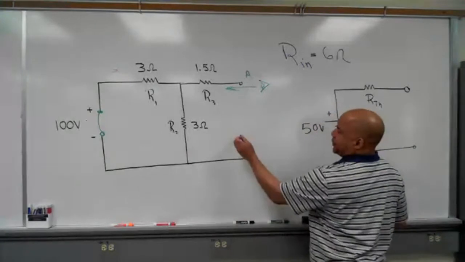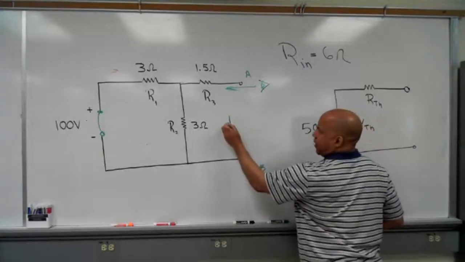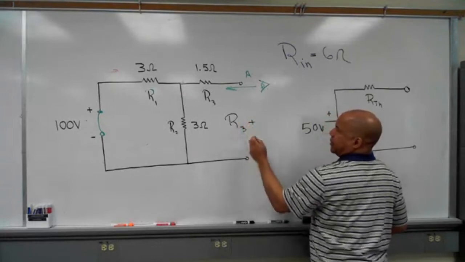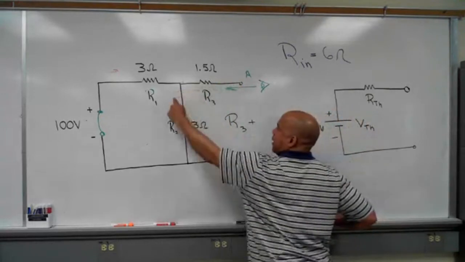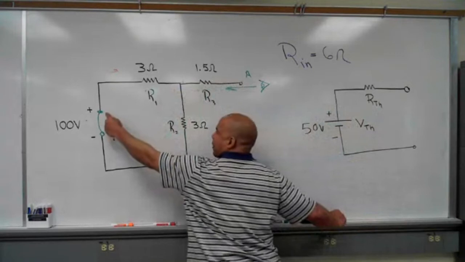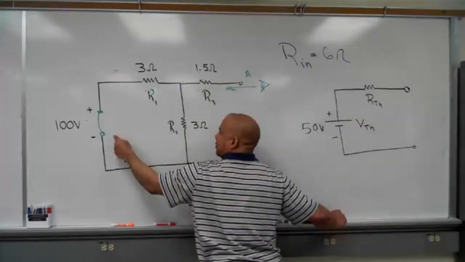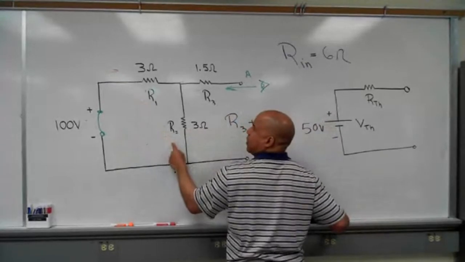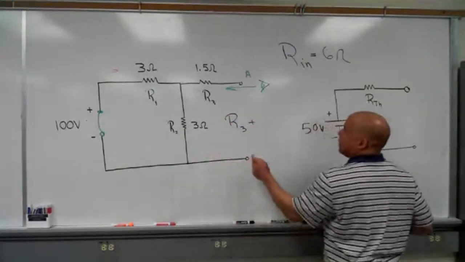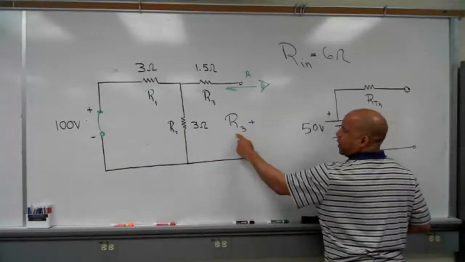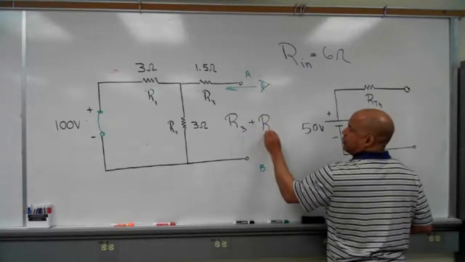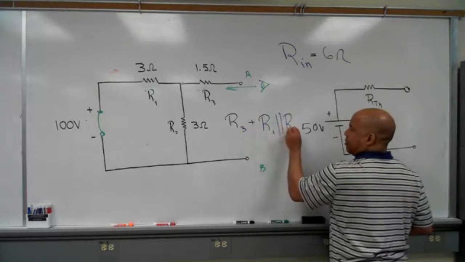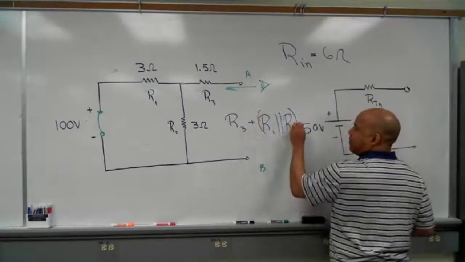Looking in that way, what you should see, I'll write this out: R3 plus, looking through here, R3. And then these two, when I connect the wire, it replaces the voltage source. What that does is it makes R1 and R2 in parallel. So hopefully you can see that. RTH is going to be R3 plus the parallel combination of R1 and R2. That should get you the value of RTH.